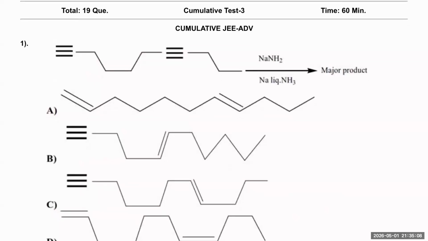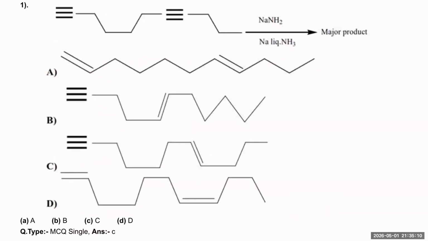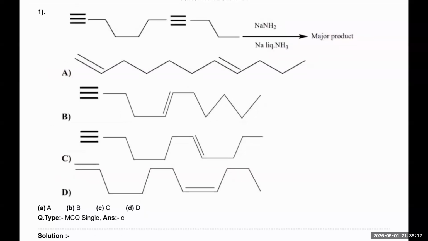Next. Let's see the next question type. The third cumulative one. So about the first one, I'm sure again it is very, very self-explanatory. You should be able to figure it out. Okay. So please do check.